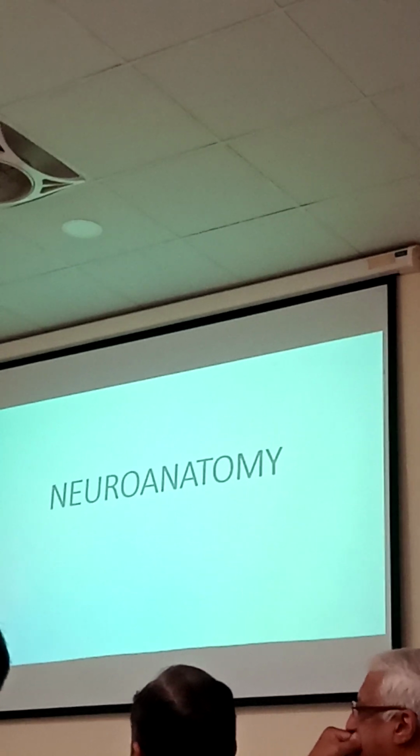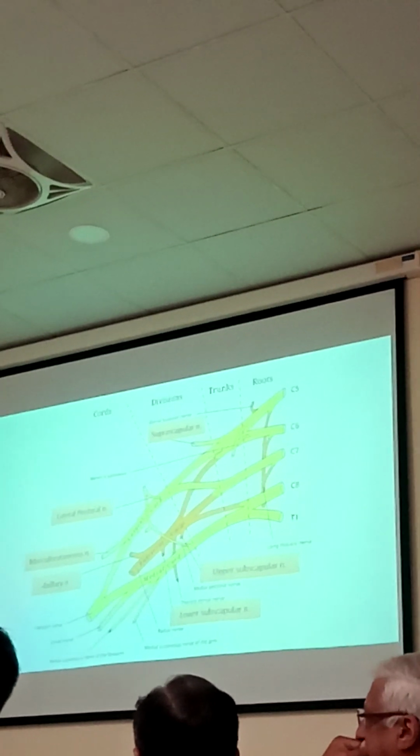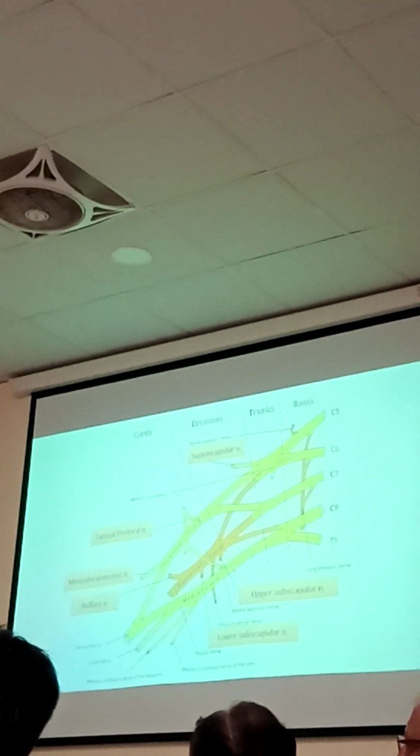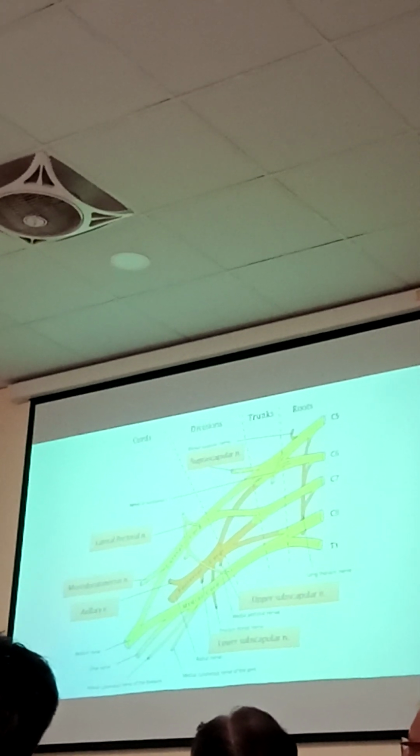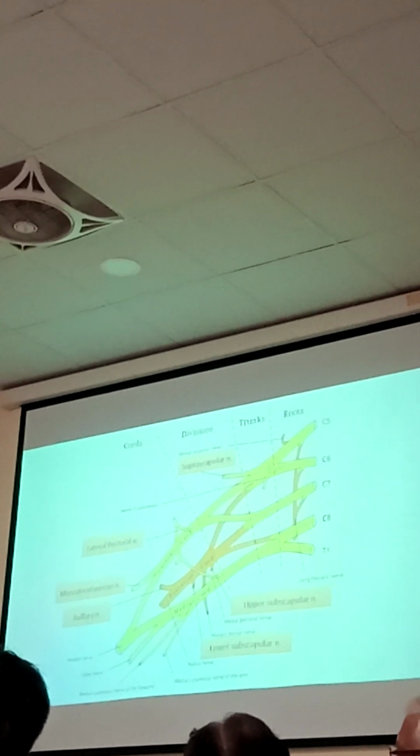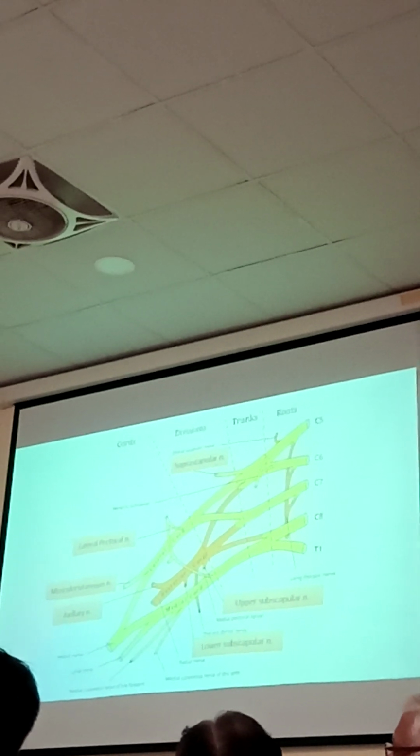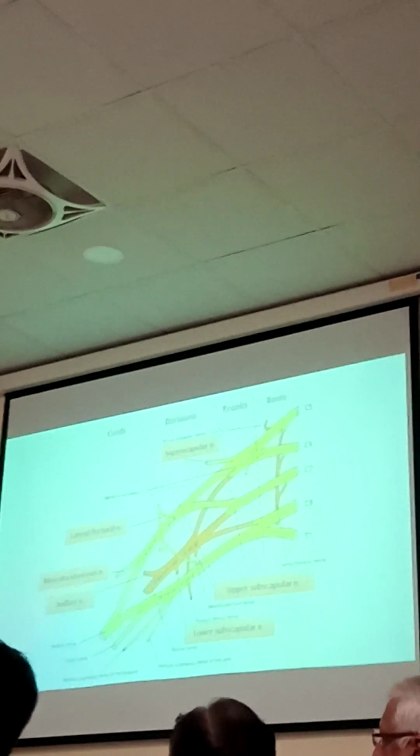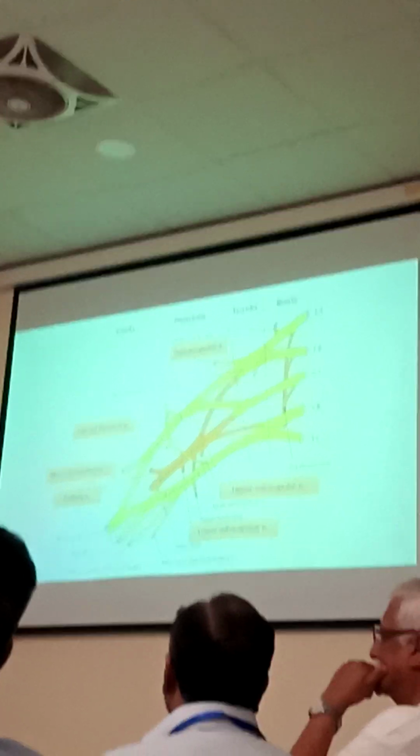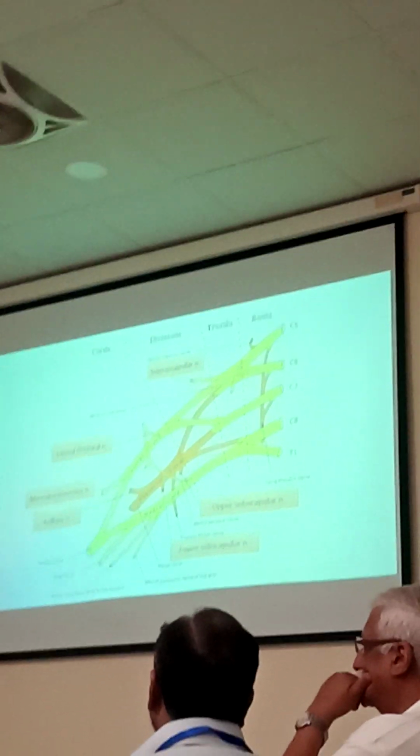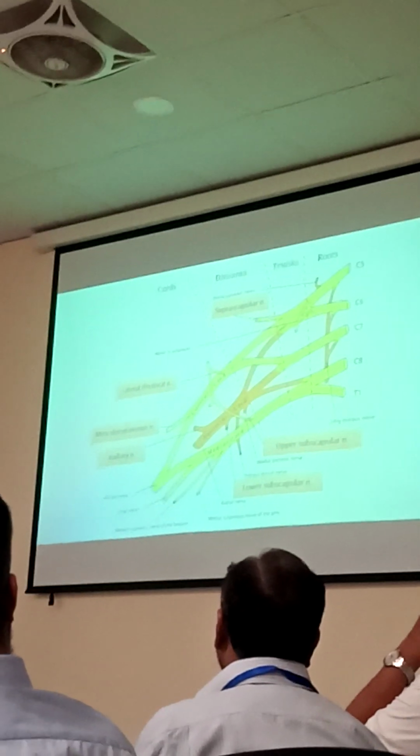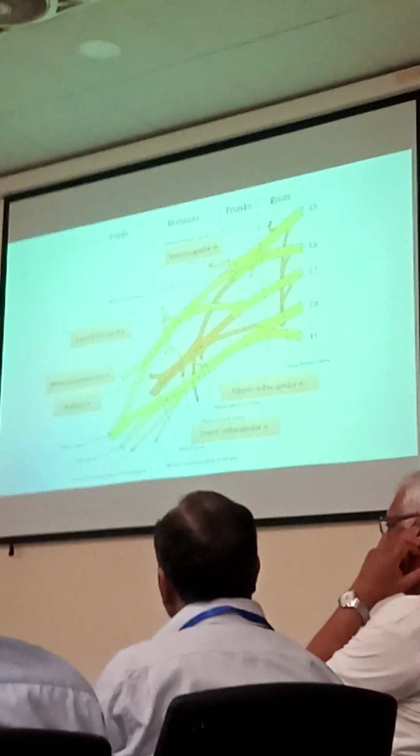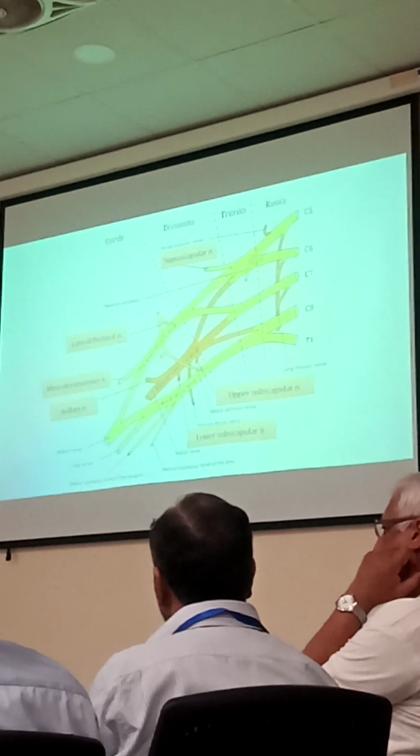Now briefly, the neuroanatomy. The shoulder is innervated by five nerves: the suprascapular, axillary, lateral pectoral, musculocutaneous, and the subscapular nerves. But the major contribution is from the suprascapular and the axillary nerve. As you see from here, the suprascapular nerve emerges from the superior trunk of the brachial plexus, while the axillary nerve is the terminal branch of the posterior cord.